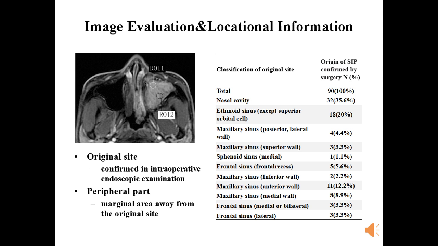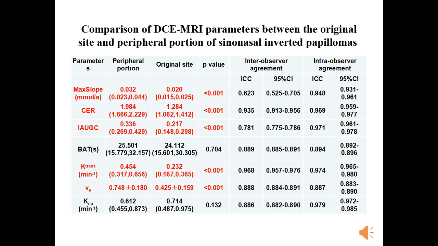35.6% of SIP originated in the nasal cavity, followed by the ethmoid sinus and the anterior wall of the maxillary sinus. The max slope, CER, IAUGC, K-trans, and VE of peripheral portion were significantly higher than those of the origin. There were no significant differences in BAT and KEP between original site and the peripheral portion of SIP.